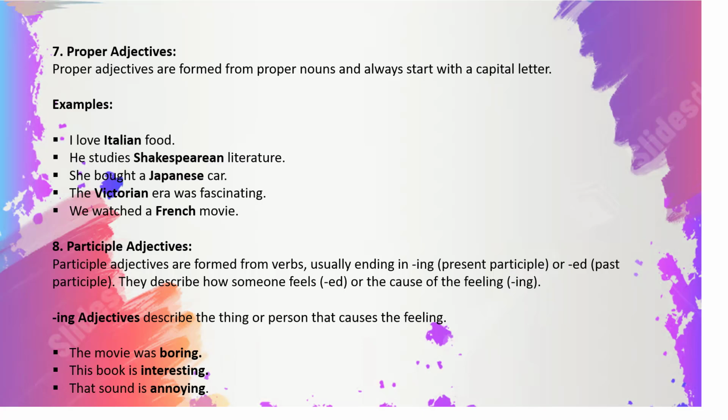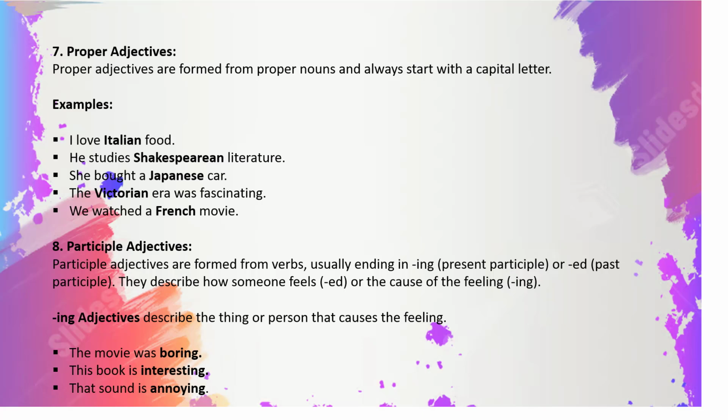Participle adjectives. Participle adjectives are formed from verbs, usually ending in ing, that is called present participle, or ed, which means past participle. They describe how someone feels or the cause of the feeling. The words that end in ing describe the causes of the feelings, that is, how a person felt, and the ed words describe the feelings of people. Ing adjectives describe the thing or person that causes the feeling.